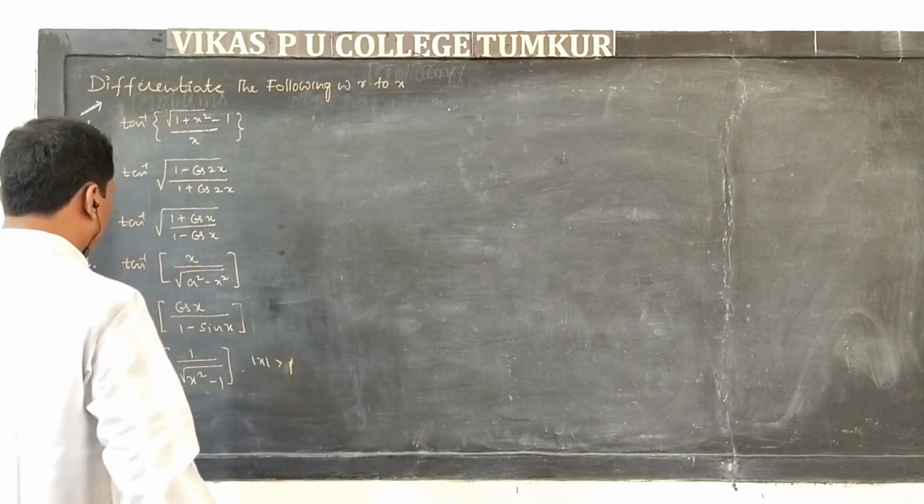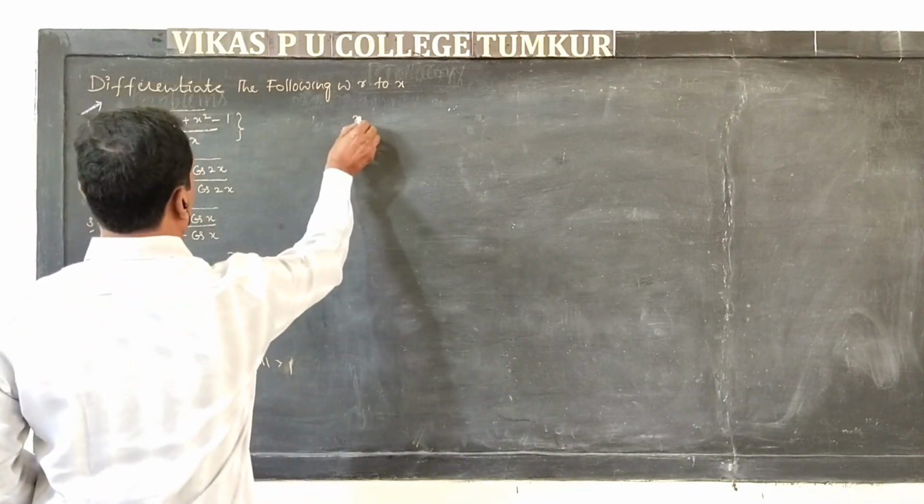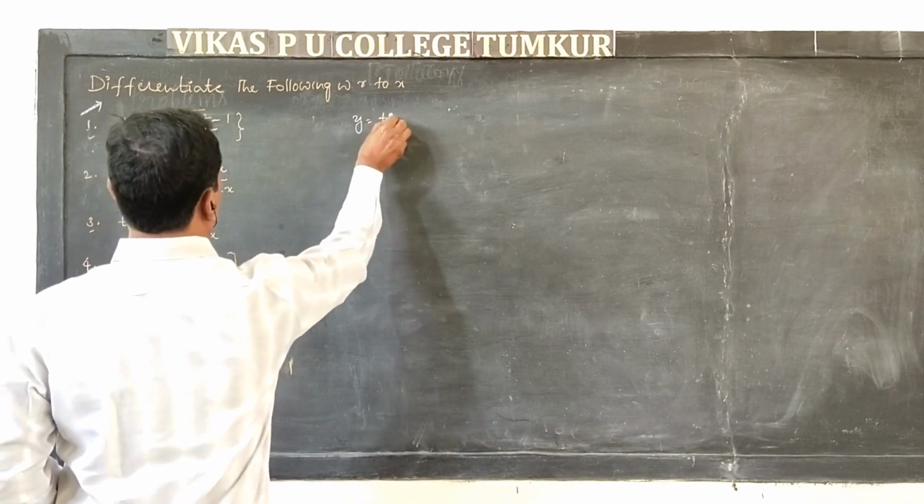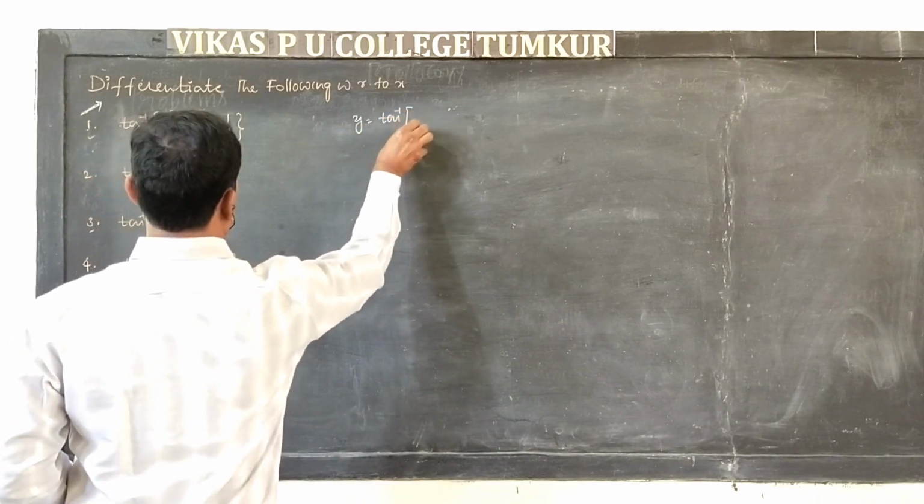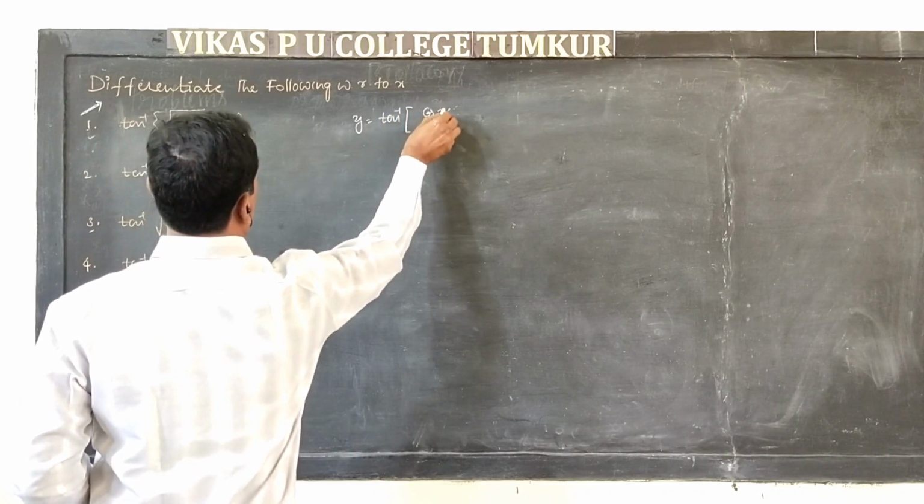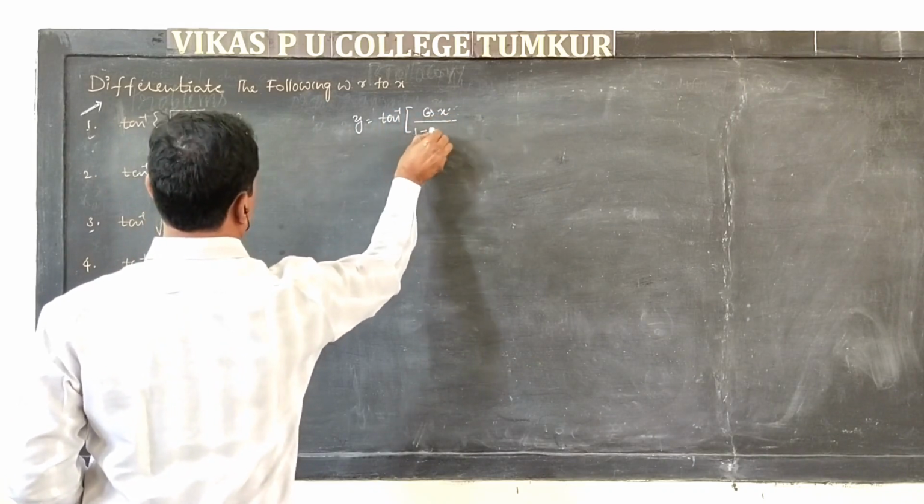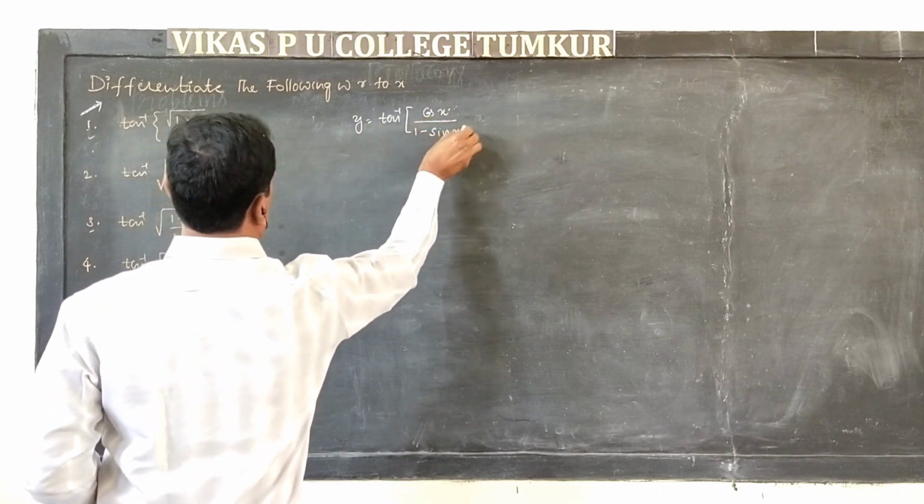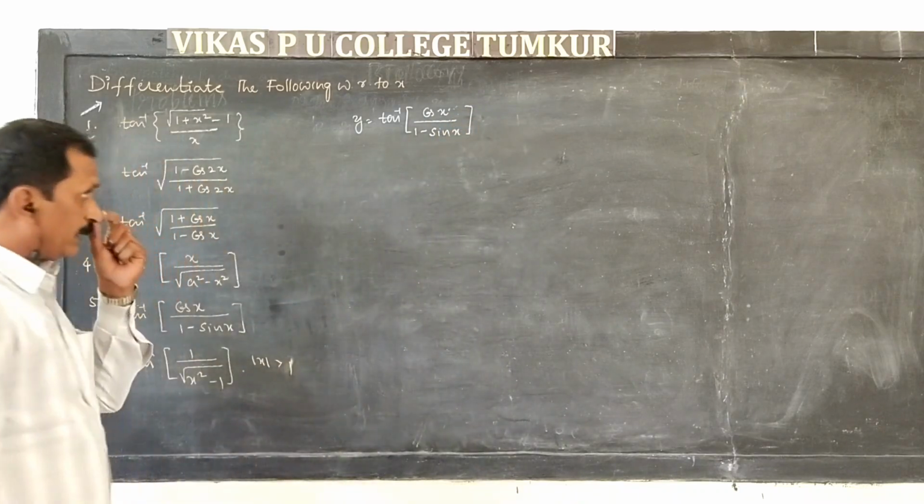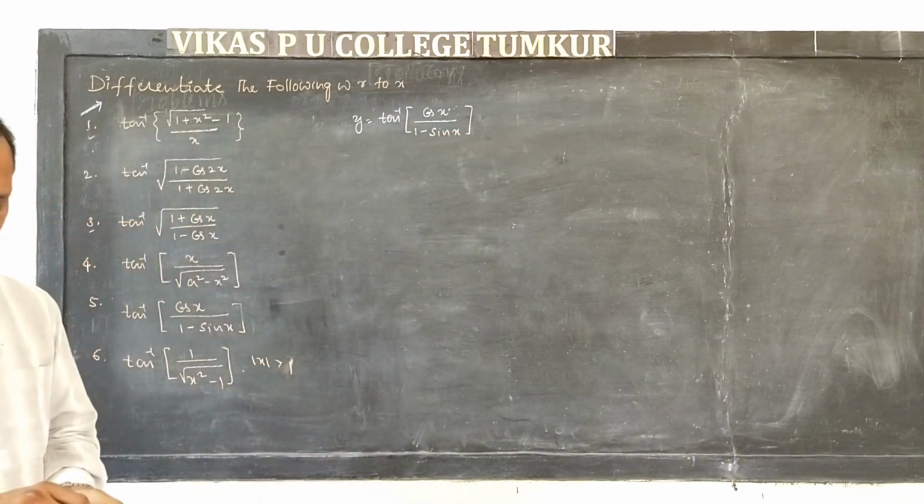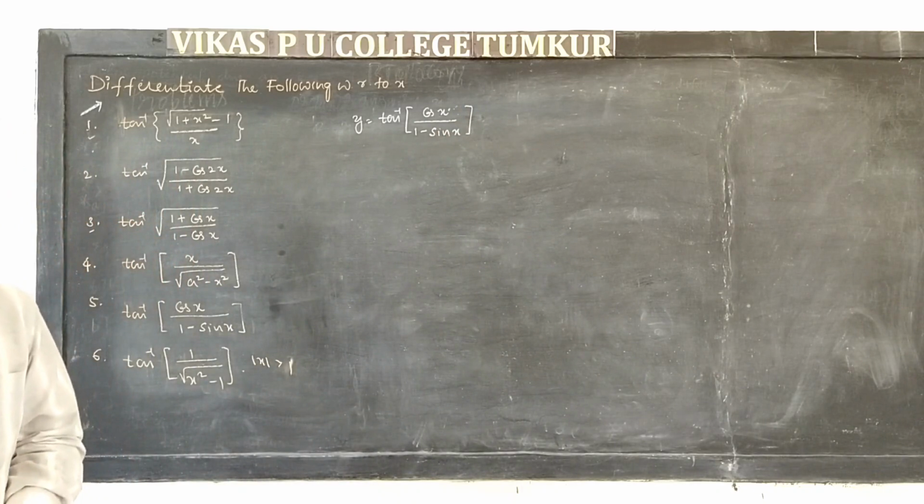I'll take up one more. y is equal to tan inverse of cos x divided by 1 minus x. We substitute using formulas. You have seen that we need the formulas.